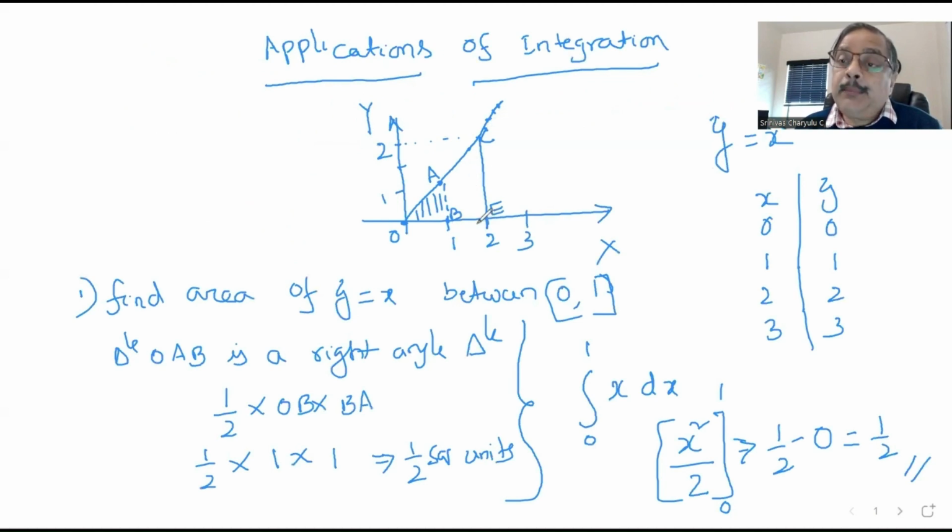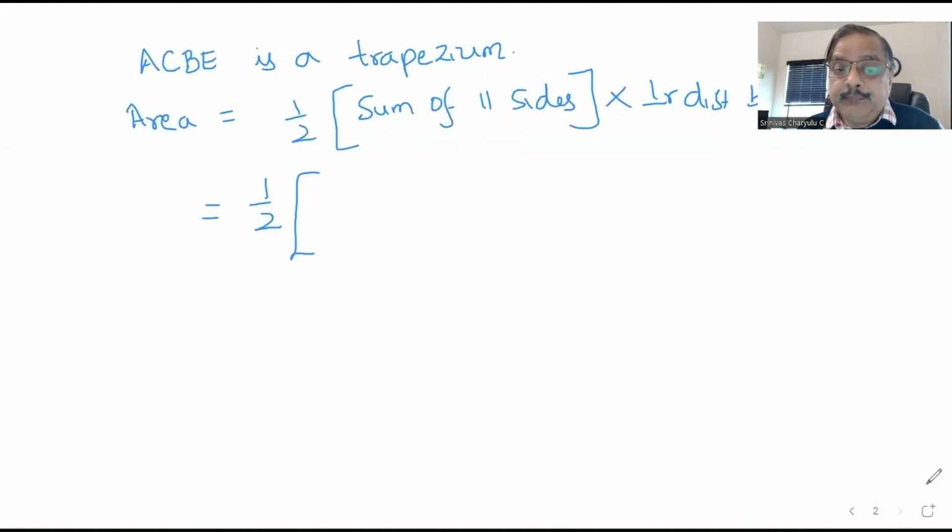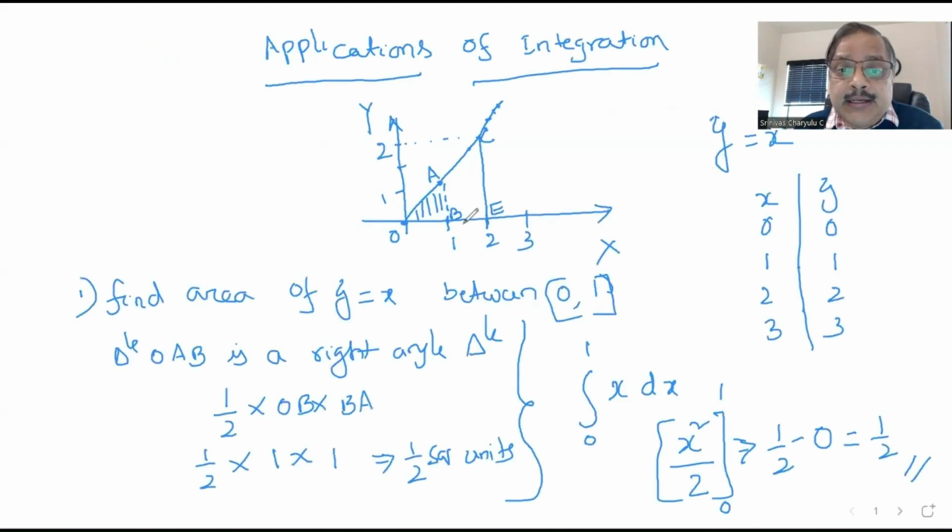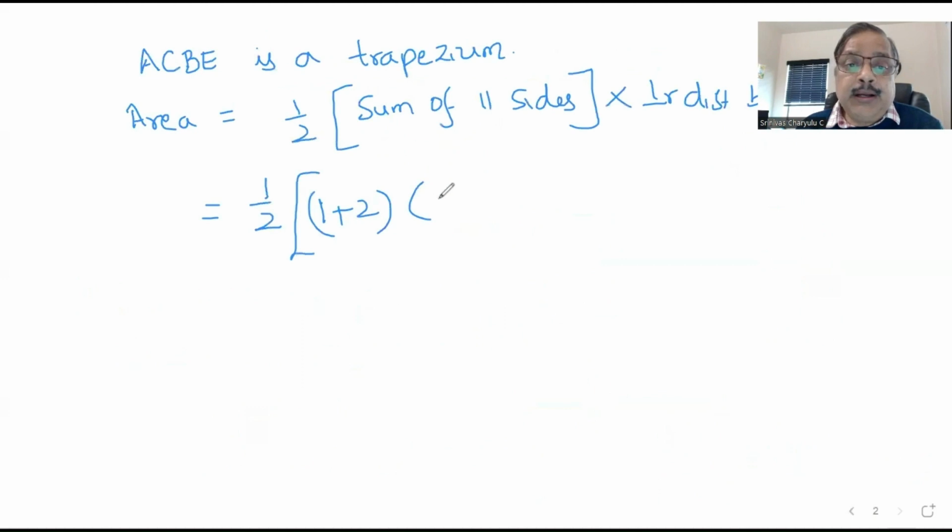AC and BE are non-parallel. So AB value is 1 for you, CE value is 2 for you. So the sum of parallel sides is 1 plus 2, which is 3. And the perpendicular distance between them, that is nothing but this distance, 2 minus 1. How much is it? 1. So this value became now for you 3 by 2.